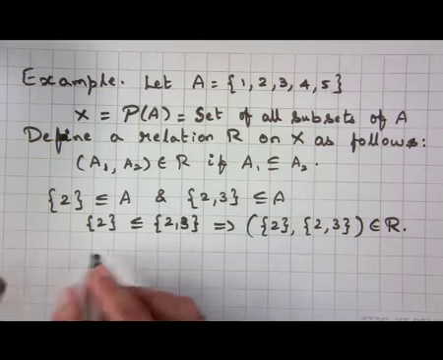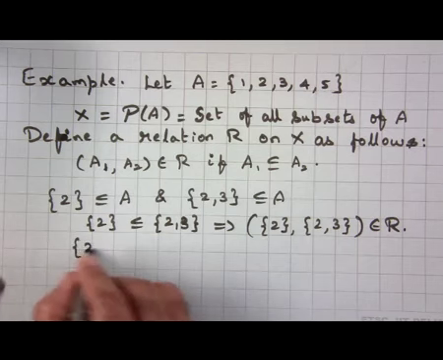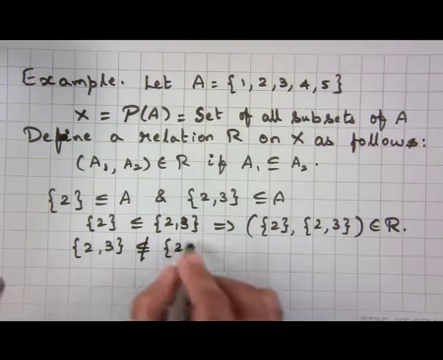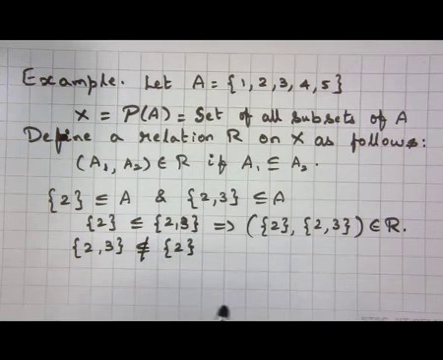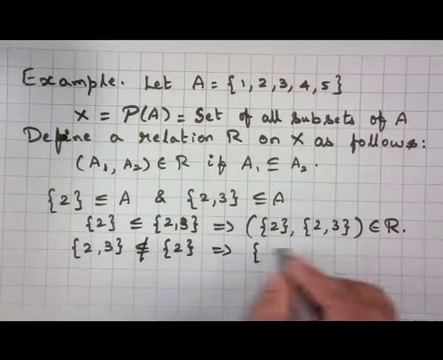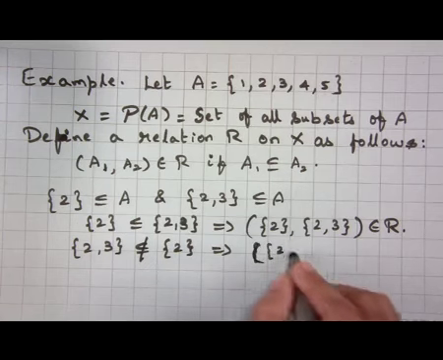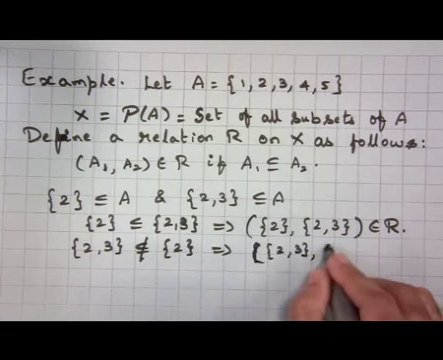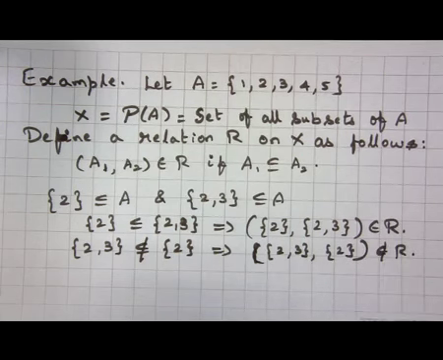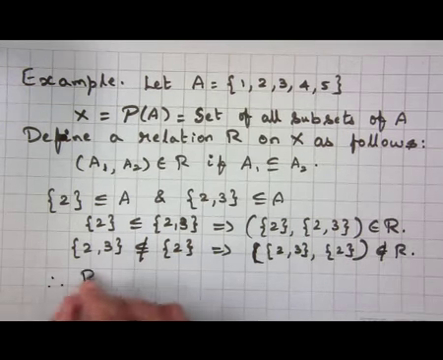But on the other hand, it is not true that {2, 3} is contained in {2}, because {2, 3} has two elements while singleton {2} has just one element. That means that the opposite pair ({2, 3}, {2}) does not belong to R. Therefore, R is not symmetric.